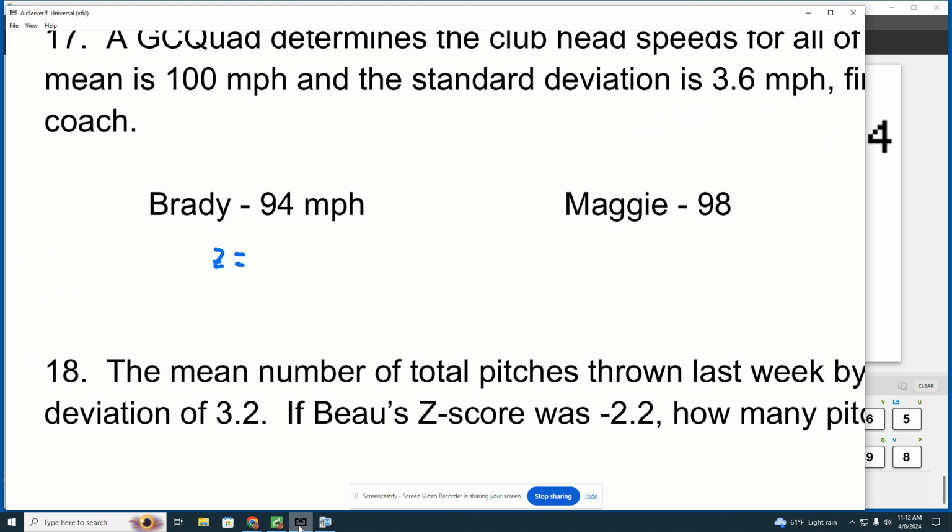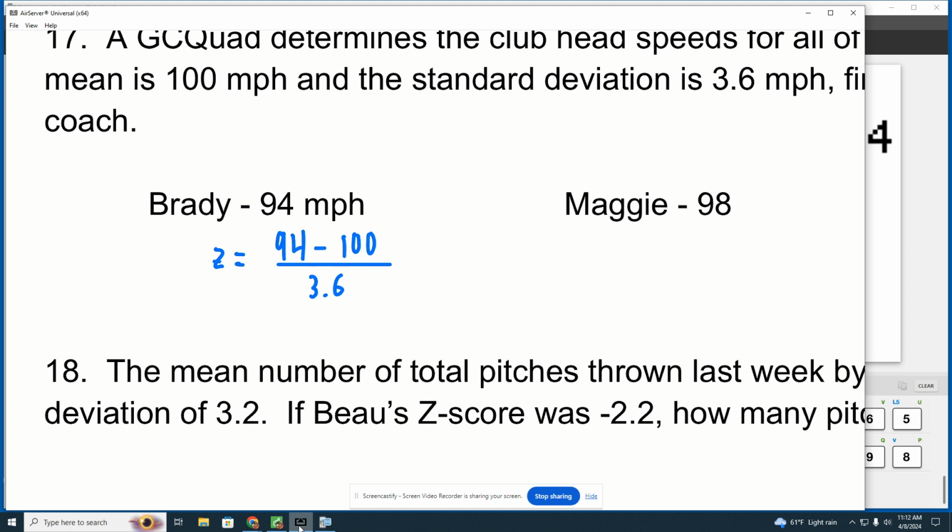What's the formula? What does it say? What's x? 94. That's what he scored, 94. Minus, what does mean in this problem? It says 100. Divided by standard deviation, which just says what?